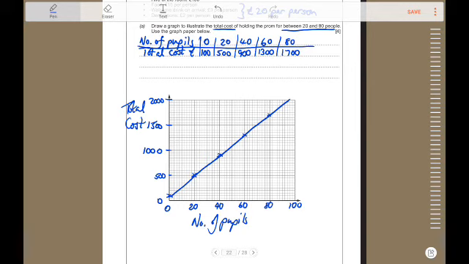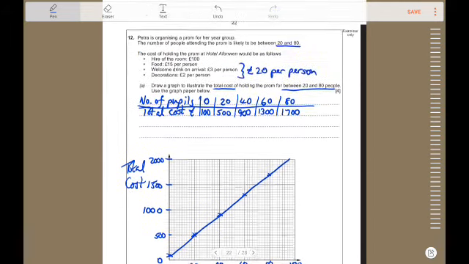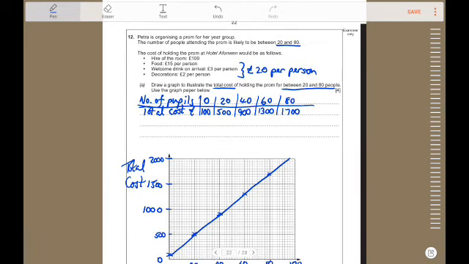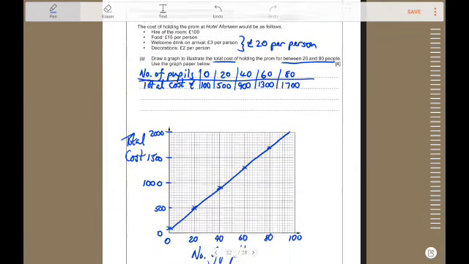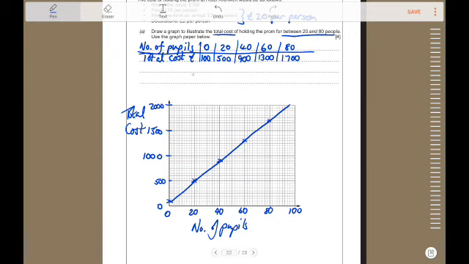There's one thing missing on there now, and that's a title. So I'm just going to add the title, and it's costs of, what can we call it? Organising a prom for her year group. So I'm just going to call it prom costs. And that'll do.